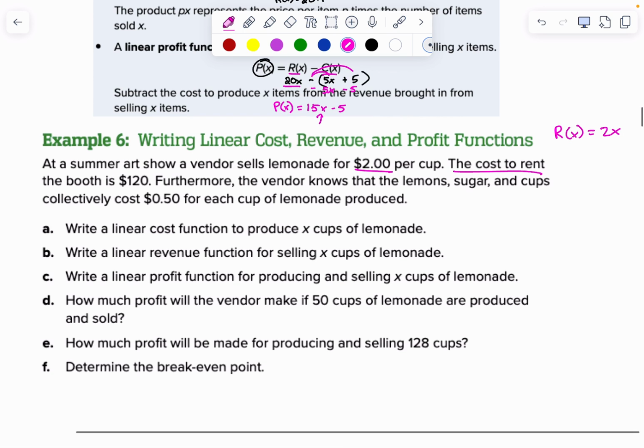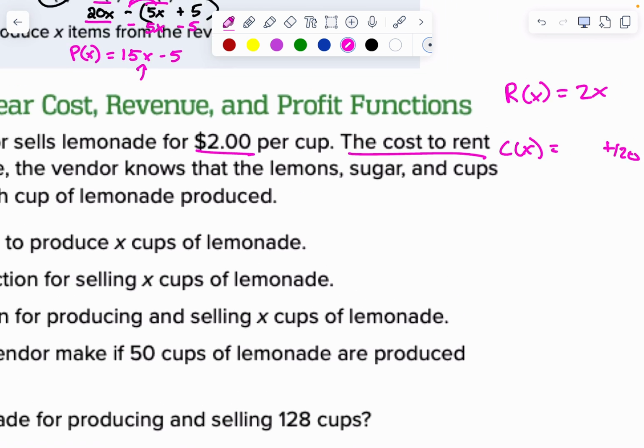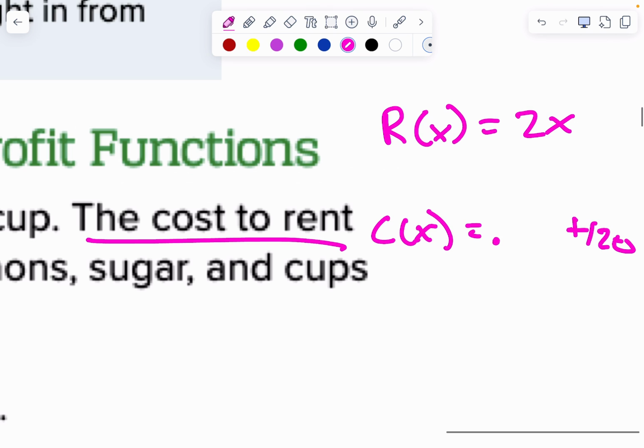2x. The cost to rent the booth is $120. So my cost equation is something plus the $120 that it costs to rent the booth, right? Okay. Furthermore, the vendor knows that the lemon, sugar, and cup collectively cost about 50 cents per cup. So 0.5x is how much it's going to cost me. It's costing me this much plus the $120 for the booth, and I'm charging 2x.